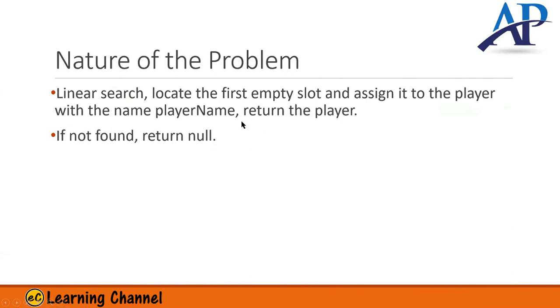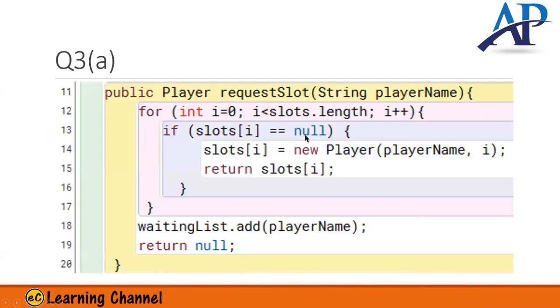And also, in that case, we will put that player into a wait list. Because you requested a slot, but there's no slot for you, so it will be added into the wait list. So the idea is not too hard. It is also a linear traversal. The name is given, and then we start from i equals 0, and then i less than the slot length.